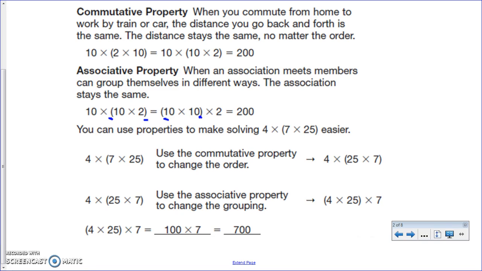4 times 25 is 100. 100 times 7 is 700. That is a lot easier than multiplying 175 times 4 in your head. So it makes it much easier for us to do mental math.